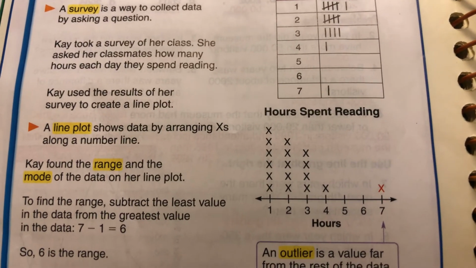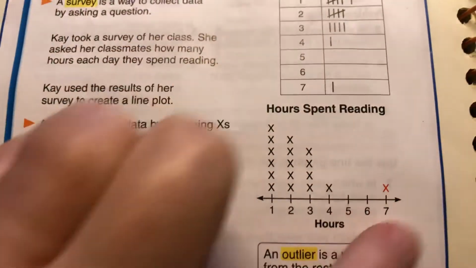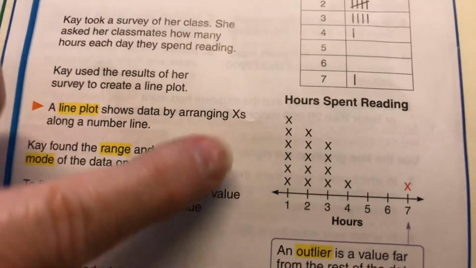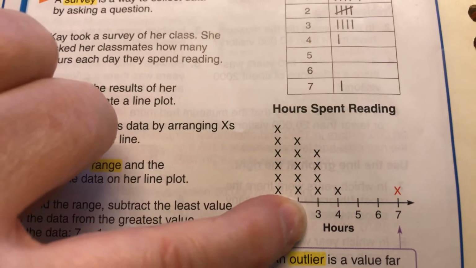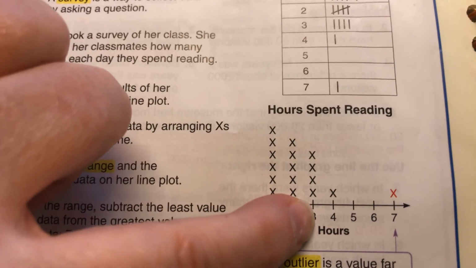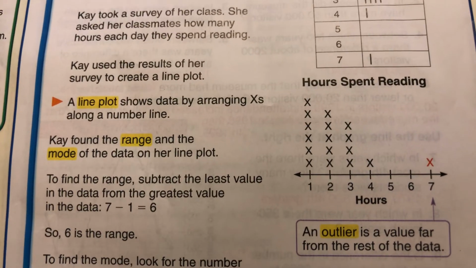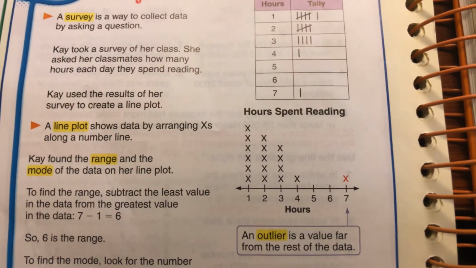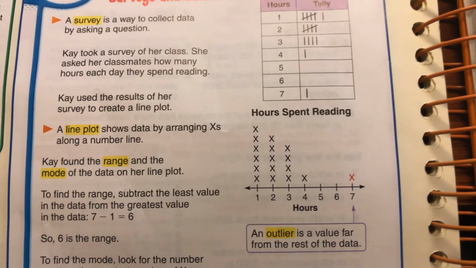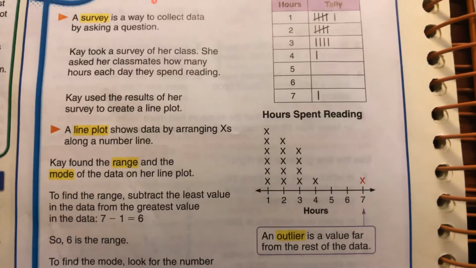Question 4. How many students were surveyed? So basically what you have to do is add all of these up. Or you could just count them. 6 plus 5 is 11, plus 4 is 15, 16, 17. So 17 students were surveyed. And you can get all of this information off your line plot. Remember, X's equal how many people said that they read that number of hours per day.